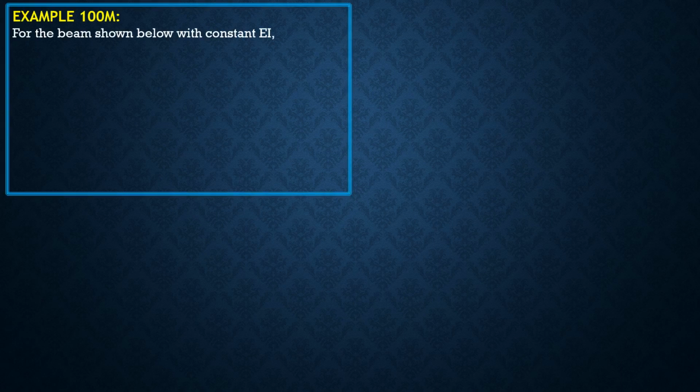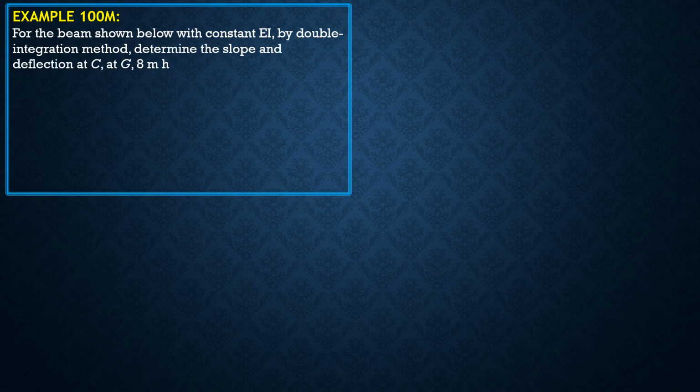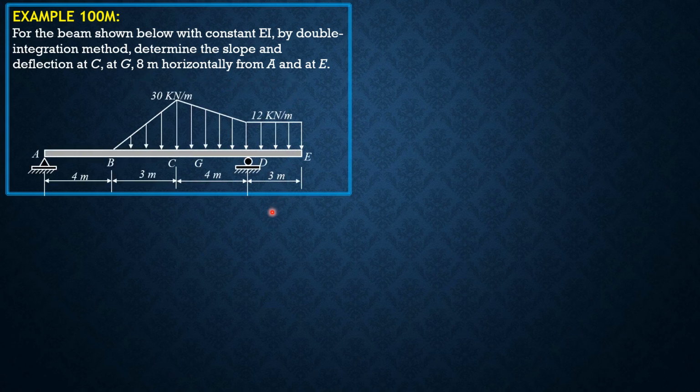For the beam shown below with constant EI, by double integration method, determine the slope and deflection at C, at G, which is 8 meters horizontally from A, and at E. So first, let's compute for the reaction at A.